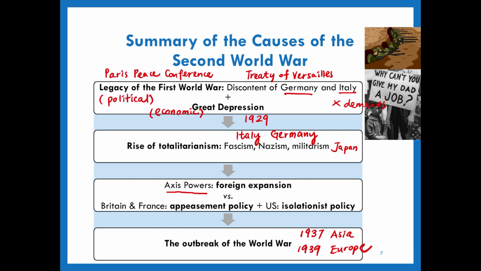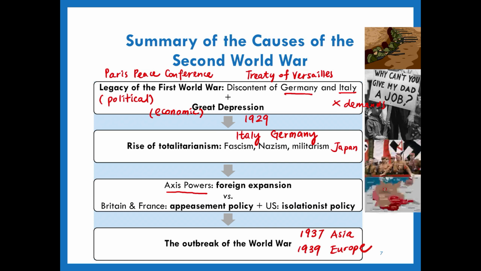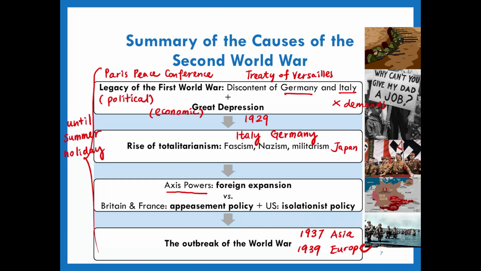Let's have a revision. Because of the First World War and its Paris Peace Conference, some countries like Germany and Italy were not happy. Added with the economic crisis caused by the Great Depression, some of the dictators rose to power and they wanted to expand themselves. Eventually, it caused the Second World War. At this moment, maybe it's quite complex for you, but all these are what we have to learn until the coming of the summer holiday.